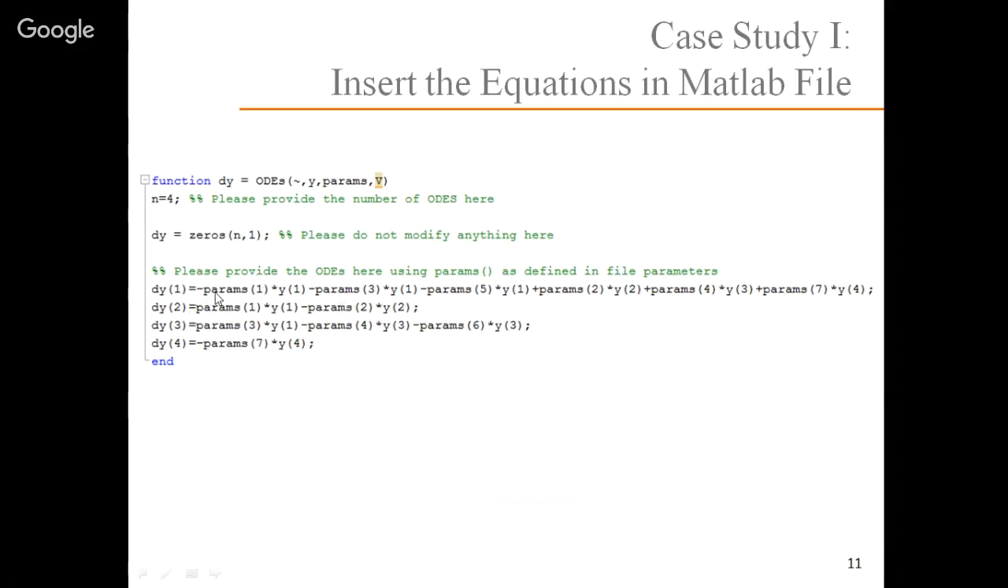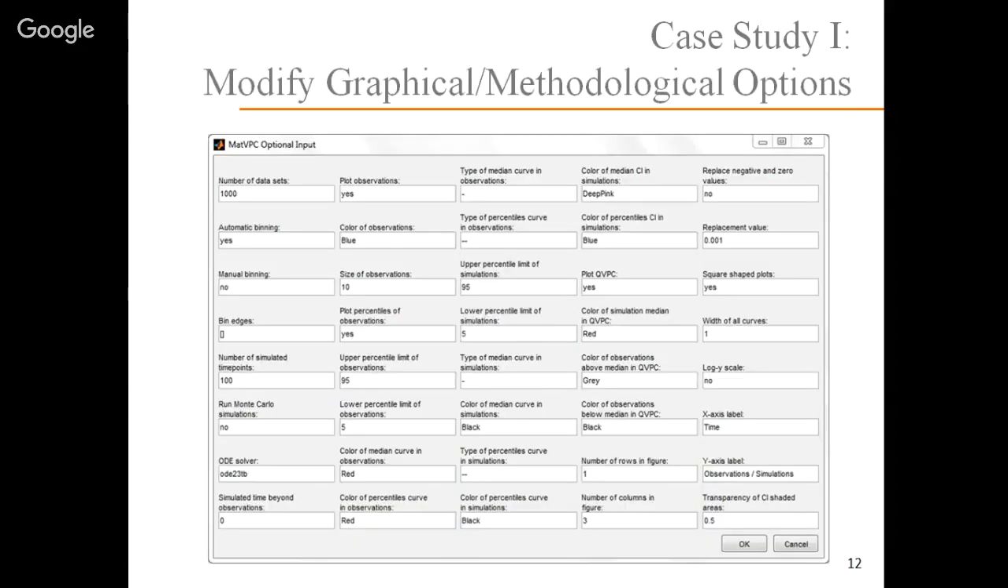And just keep in mind here that the names of the parameters should be consistent with the names we gave in the previous file. So here are the 3 equations, 1, 2, 3 for the 3-compartment model, and the 4th equation is for the dose. Once you do that, you call MatVPC and you get a user-friendly interface where it shows the 40 different graphical and methodological options that I mentioned before, and the user can either leave them as are or modify them.